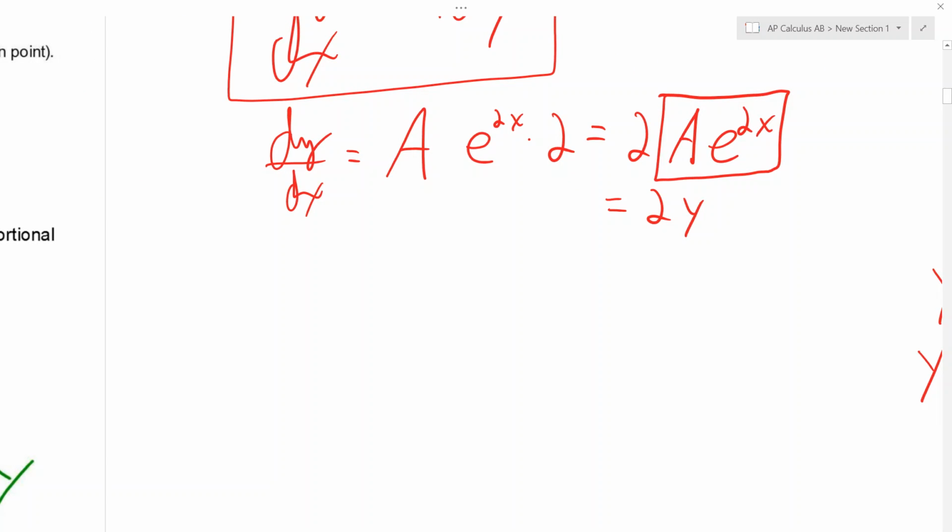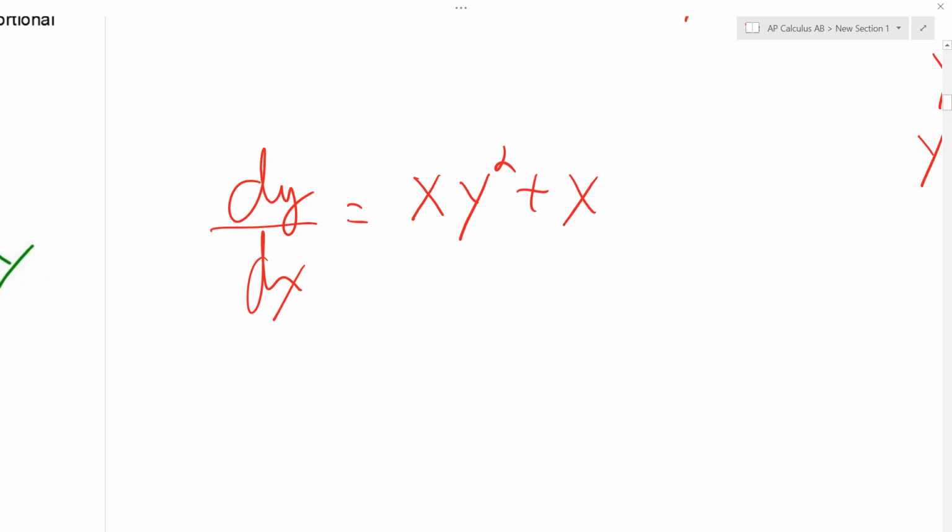Okay, so I'm going to throw one at you. I would like you to solve it. Have fun. If I told you that dy/dx was equal to, what's a good one? xy² + x. Now, our goal is to find out what y is all by itself. The steps to doing that are separate and then integrate and then solve. I'm just making stuff up.